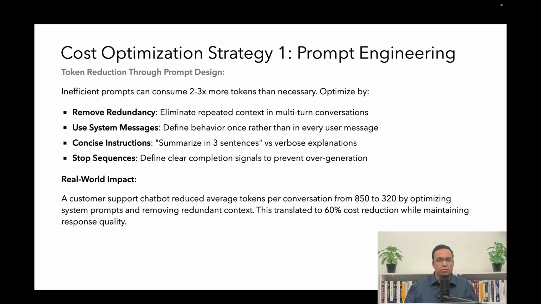A customer support chatbot reduced average tokens per conversation from 850 to 320 by optimizing the system prompts and removing the redundant context. They reviewed their conversation logs, identified repeated phrases and instructions, moved behavior definitions to a system message, and stopped sending entire conversation histories when only the last few messages mattered. This translated to about 60% cost reduction while maintaining response quality. The responses were just as good, and they used fewer tokens to achieve the same result. So that's the power of prompt engineering.